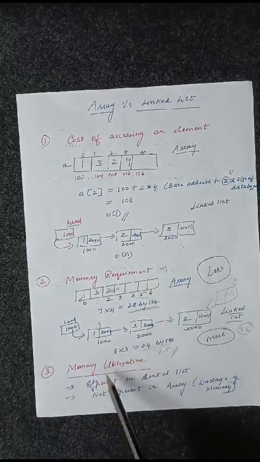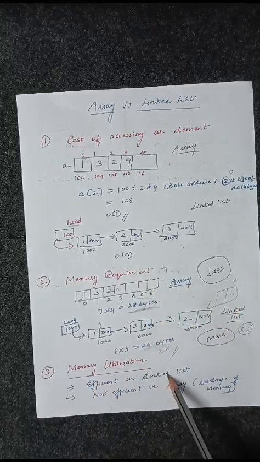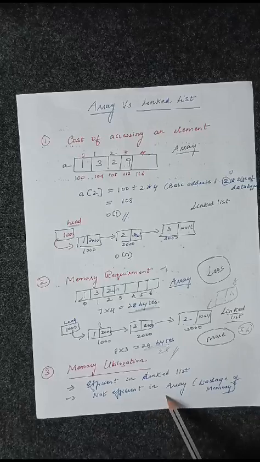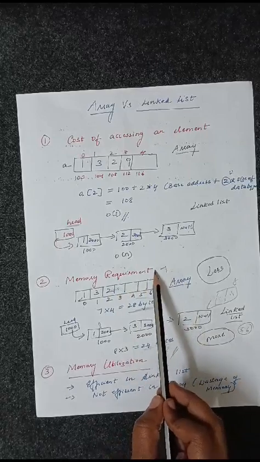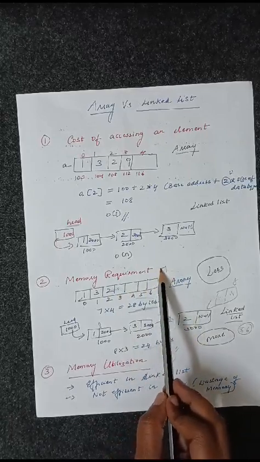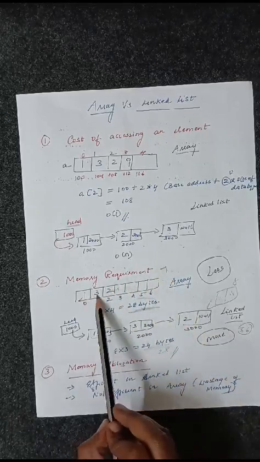Whereas memory utilization is efficient in a linked list but not efficient in an array. Why? Because we have wastage of memory in an array. Suppose I have a maximum capacity of 7 elements, but I am using only 3 elements.